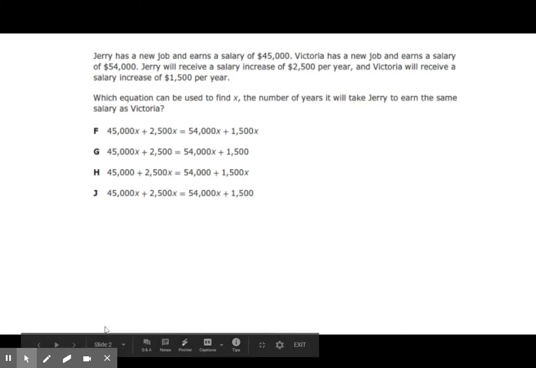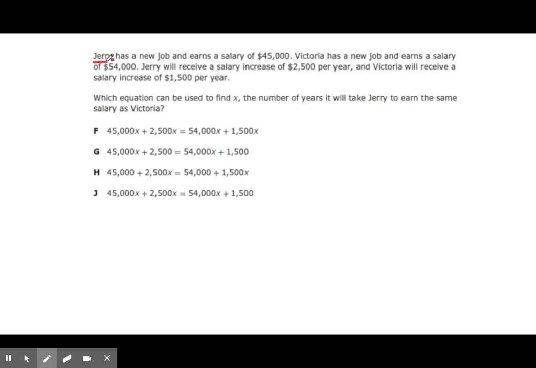All right, so the first thing we want to do is figure out what it is we're comparing, right? So I know that we've got Jerry and we've got Victoria, okay? And our question says, which equation can be used to find X, the number of years that it will take Jerry to earn the same salary as Victoria? So there's that keyword same. So that tells me that whatever Jerry makes, so I'm gonna use a J to represent Jerry, has to be equal or the same as Victoria, okay?